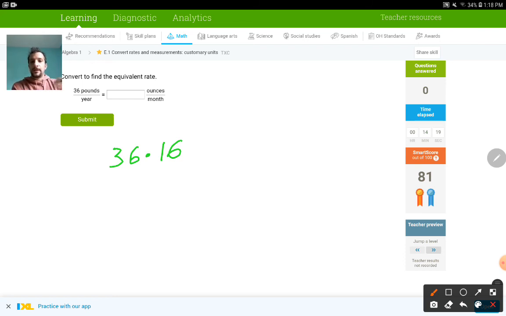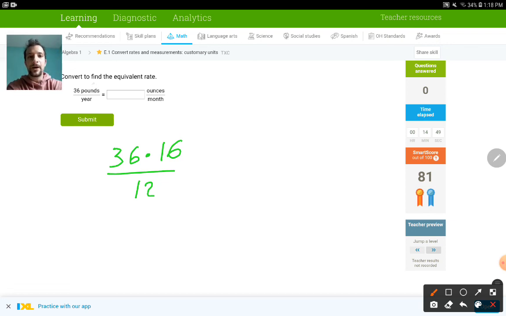Now, in the denominator, my year becomes month. It's a shorter time frame. It's getting smaller. The time is getting smaller. 1 year has 12 months. So I will either divide or multiply by 12. But since it's getting smaller, I'll divide it by 12. Or you can also think of this as since the year and month conversion is in the bottom, figure that number out and then put it in the right spot.